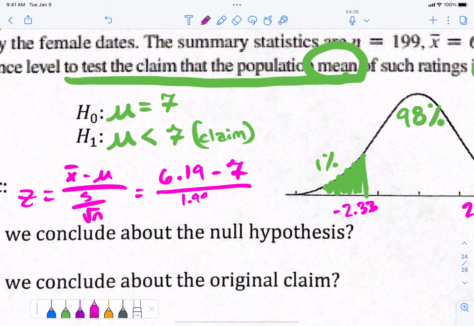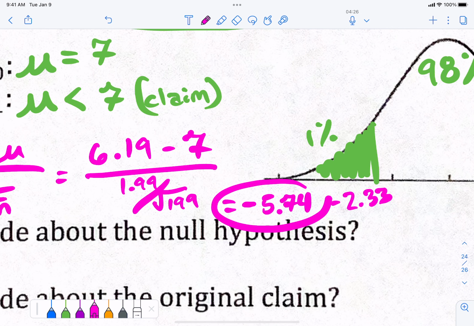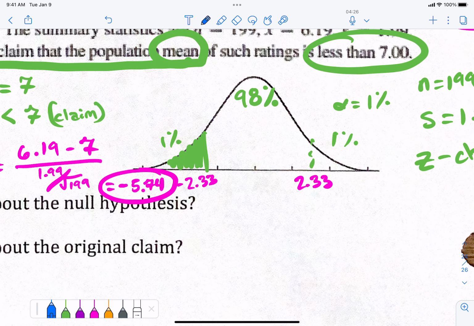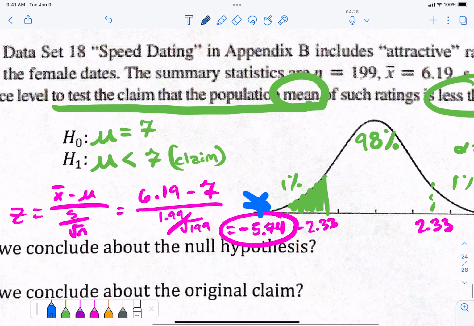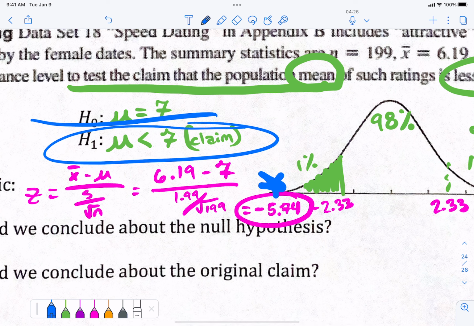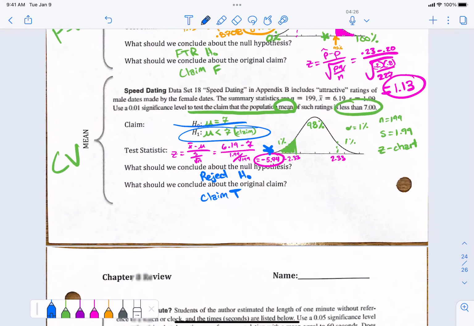s is 1.99, n is the square root of 199, and when you do that calculation, you get something negative. Negative 5.74. Okay, so now what? Negative 5.74 lives way over here in the dark land, right? So is he going to be equal to 7 or is he in fact less than 7? He is in fact less than 7, so we are going to reject H naught, which means our claim is? Claim is true. Okay? Got it?